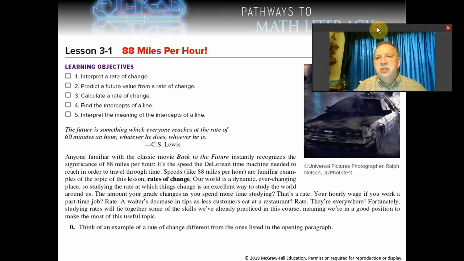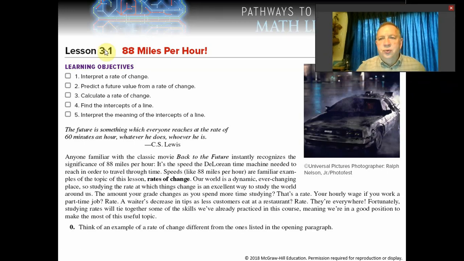I wanted to cover some material from lesson 3.1 today. I'm going to talk about rates of change. Rates of change you've heard about, I'm sure, in terms of speed, miles per hour, your pay rate, $30 an hour, $10 an hour, $5 an hour. Rates of change are just how much one quantity changes in relationship to another.